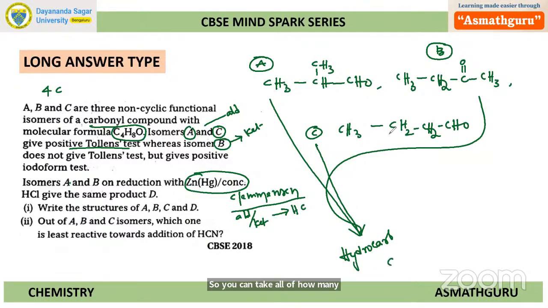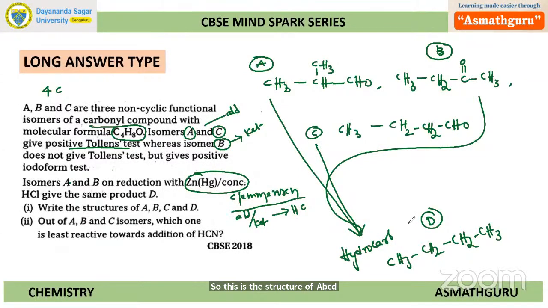How many carbon they are having? 4. So that means I should get butane. Butane, sir. So this is the structure of A, B, C, D. Got it? Check it out. Aldehyde A reacts with Tollens reagent, C reacts with Tollens reagent, B has no reaction with Tollens reagent. It undergoes Clemmensen's reduction and gives you hydrocarbon. So the first part is done.